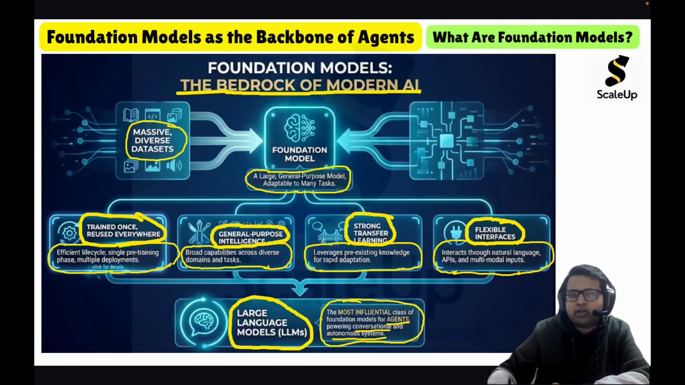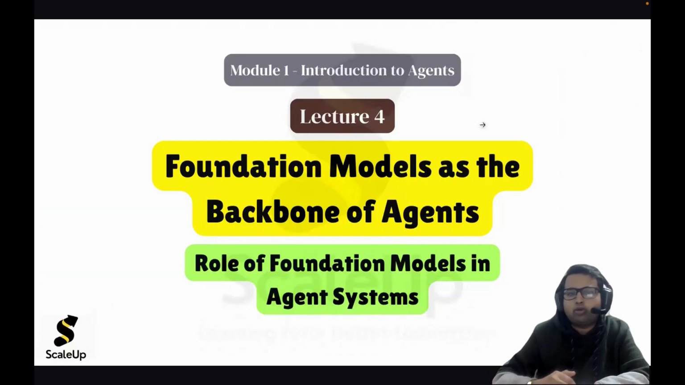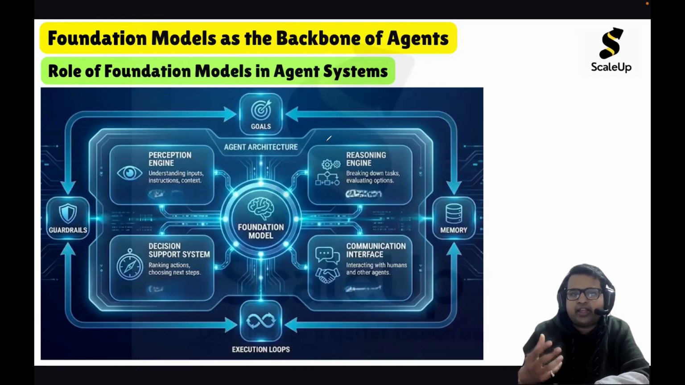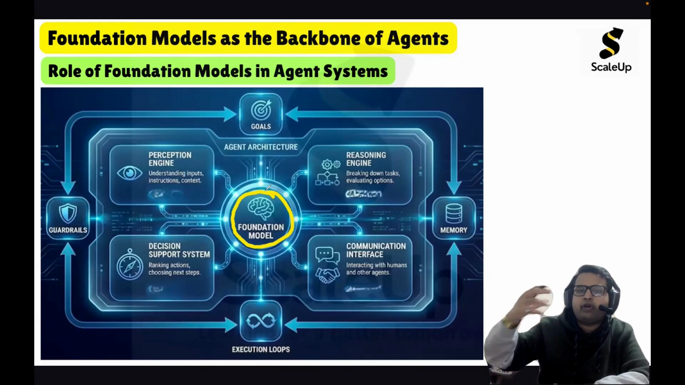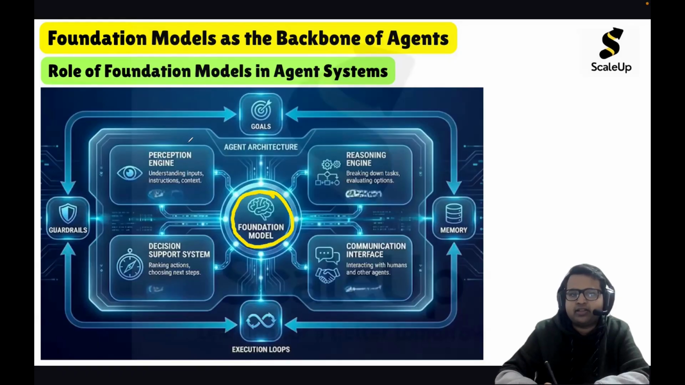So large language models power conversational and autonomous systems. Role of foundation models in agent systems. In the agent architecture, if I talk about the agent system, what is the role of the foundation model? We know that an agent follows a learning loop, a cycle. That is, perception is the first step.